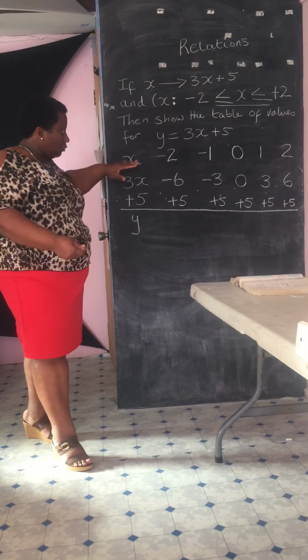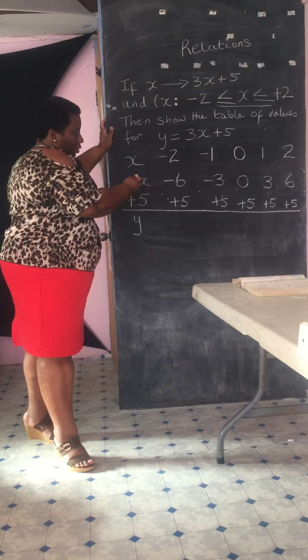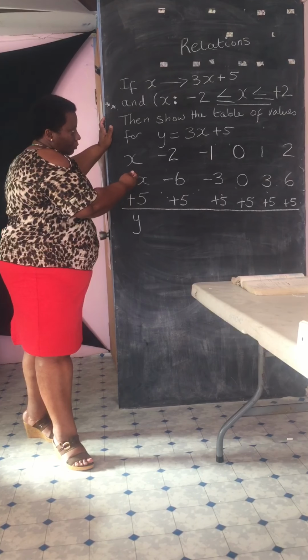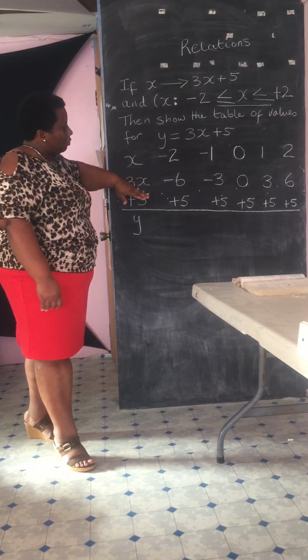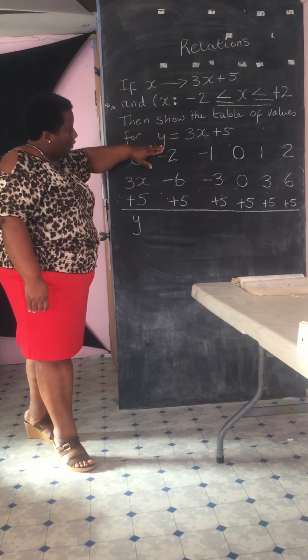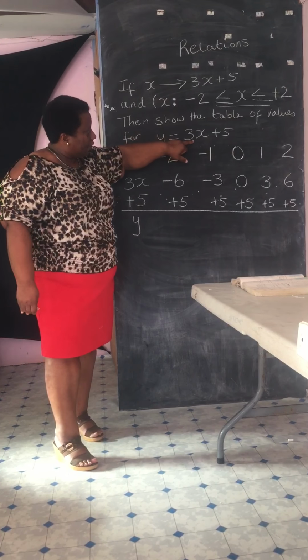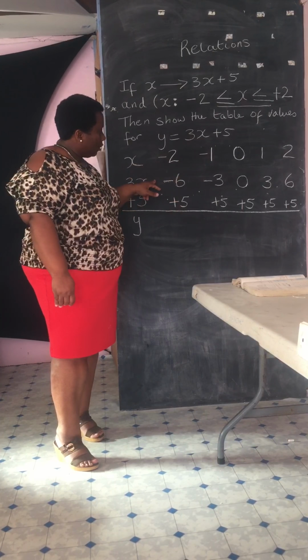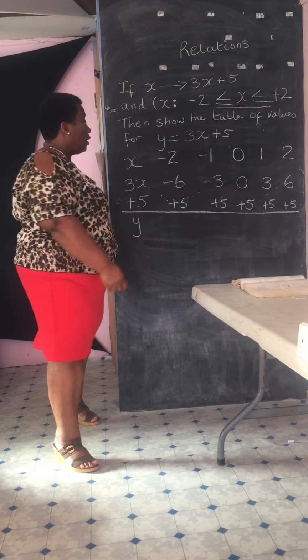So, our answer, negative 2, negative 6, plus 5. Now, we worked out x, but to solve this, we need to take the 3x now and add it to 5. So here are negative 6 plus 5, the answer for that.